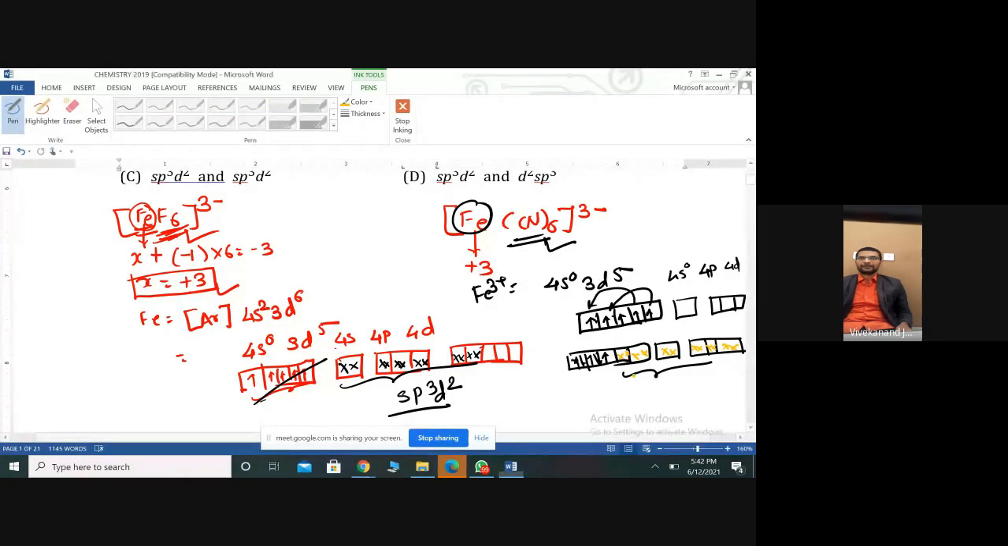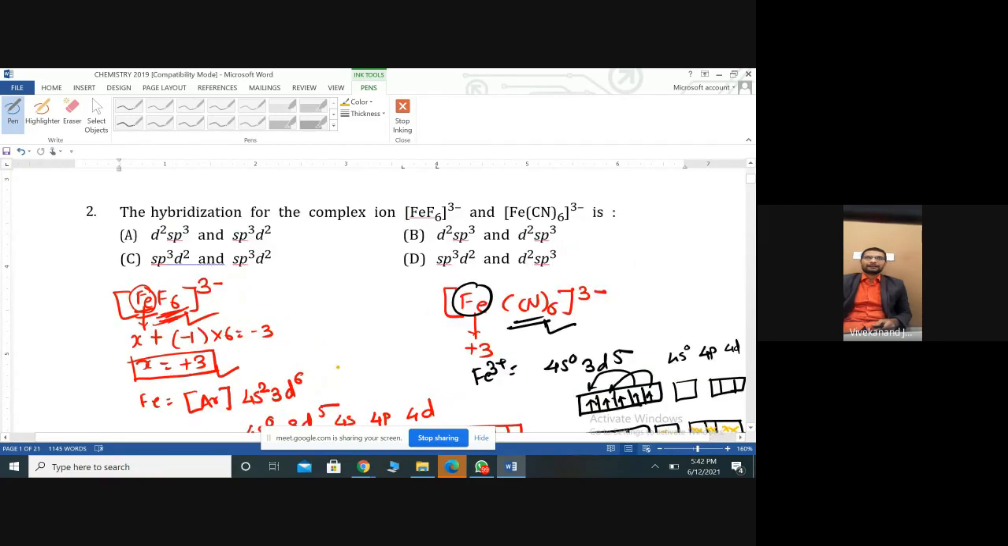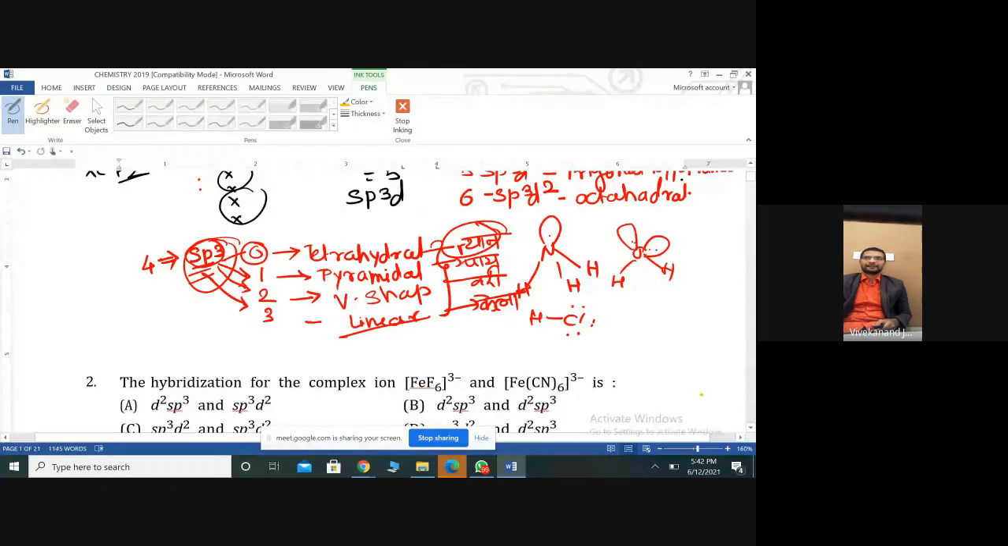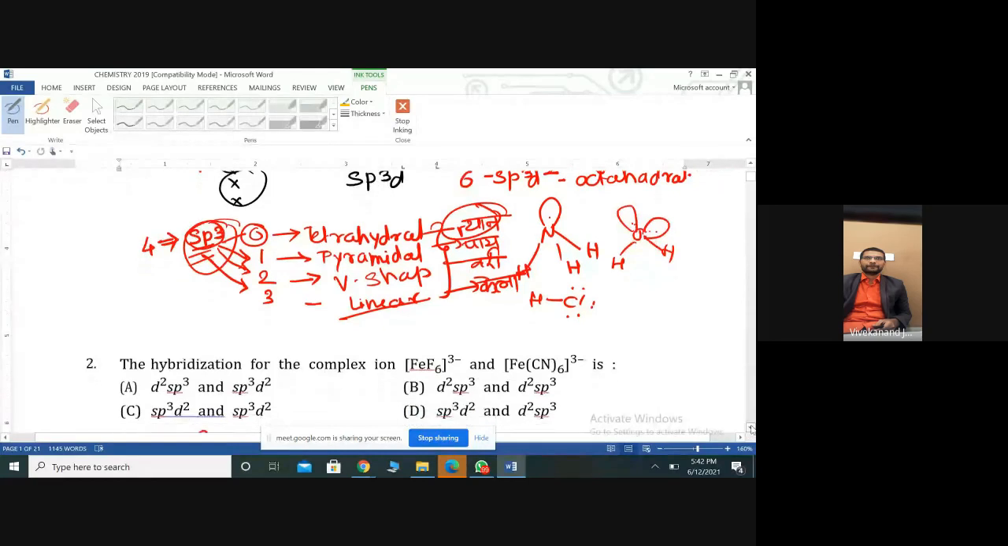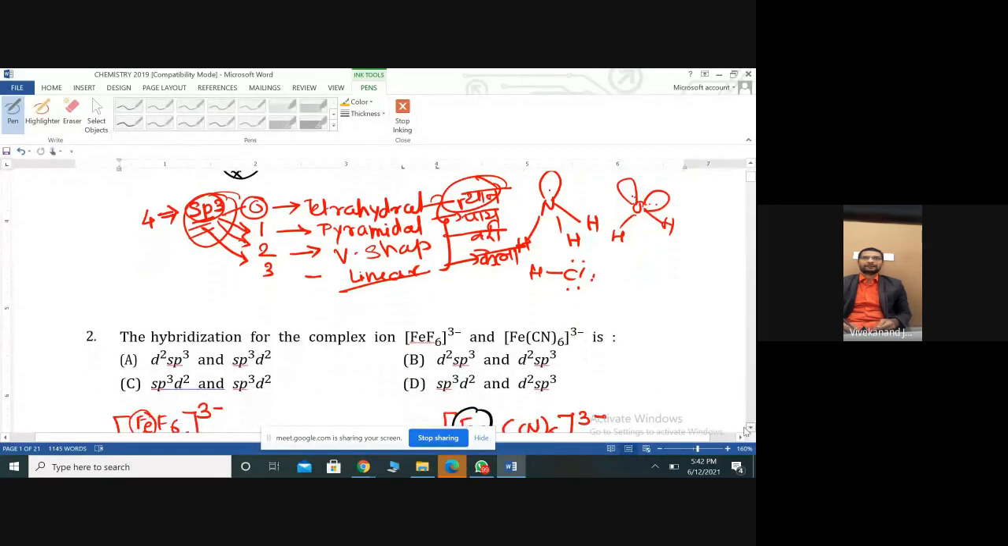So the hybridization should be d2sp3. And what will be the answer? Which one is correct then? The fourth option is the right choice.